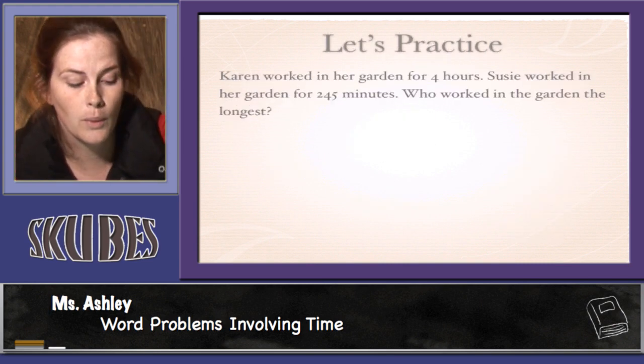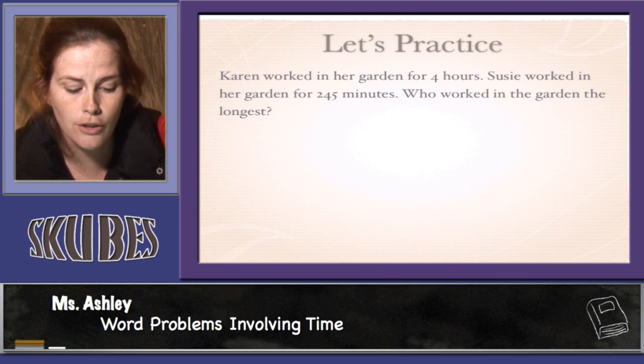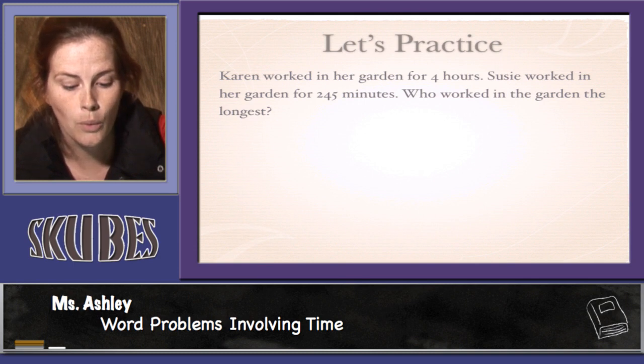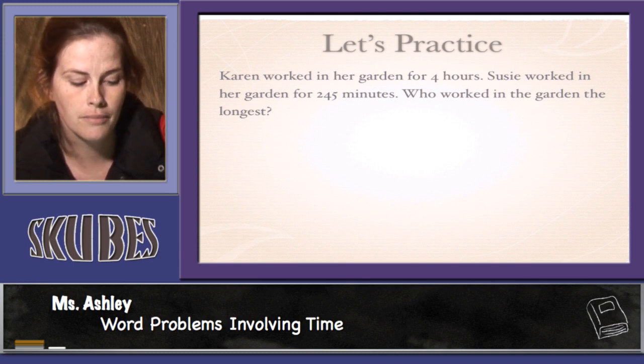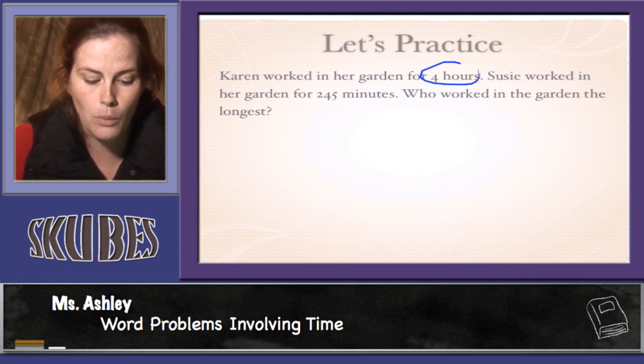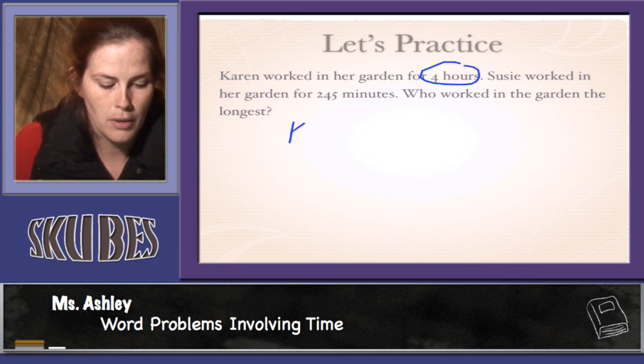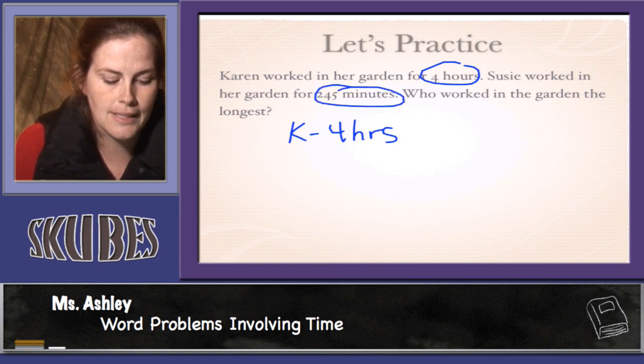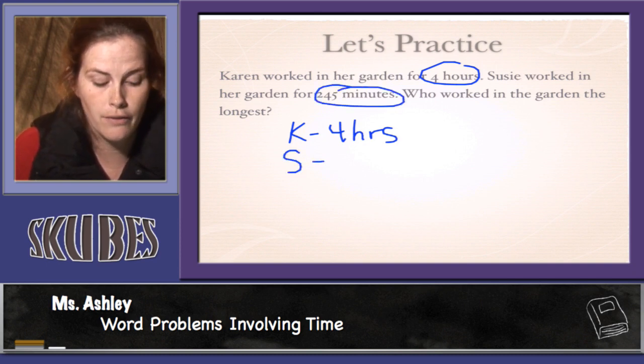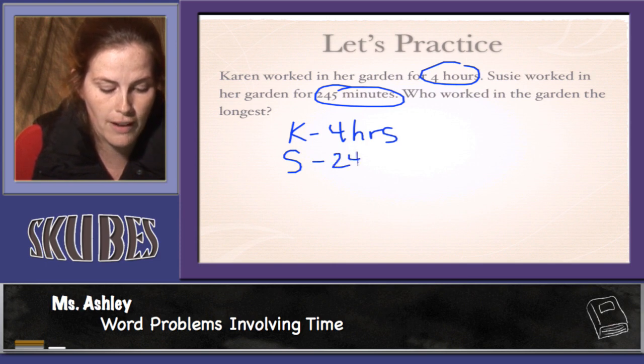All right, let's look at another one. Karen worked in her garden for 4 hours. Susie worked in her garden for 245 minutes. Who worked in the garden the longest? Okay, let's start with what we know. Karen worked for 4 hours. Put a K for Karen. Susie worked for 245 minutes. This problem will require a conversion. So this is 245 minutes.